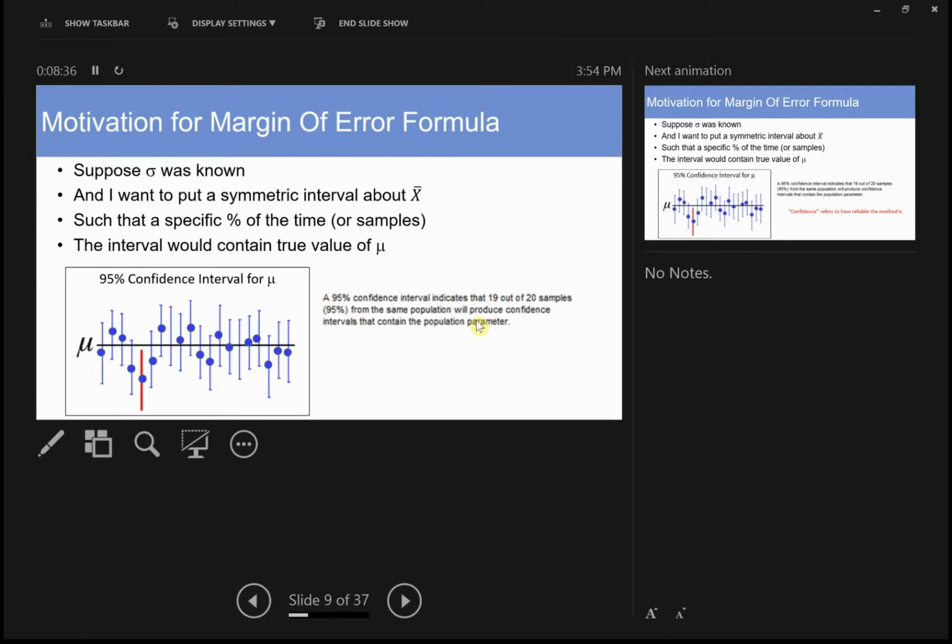So the key thing to understand is that the confidence we're talking about, this 95% confidence, is a measure of how reliable the method is. Or in other words, you could think of it as the percentage of times the method works. And by works, it means it contains mu, right? That's when it's working. So we could think of this as the percentage of times the method works. In other words, the interval contains mu.